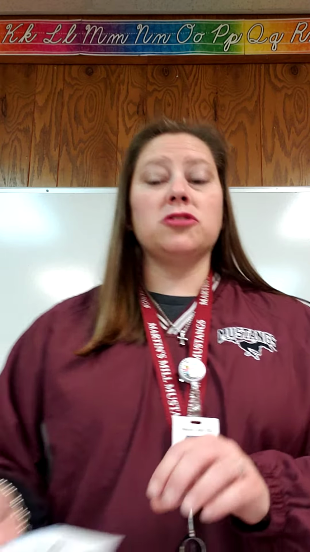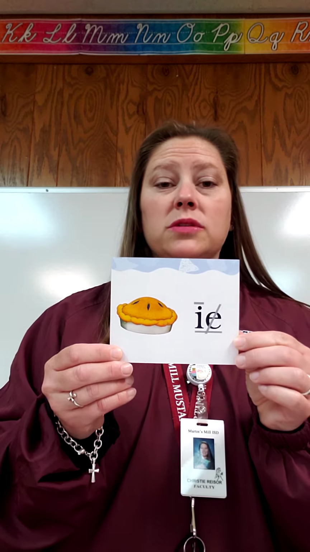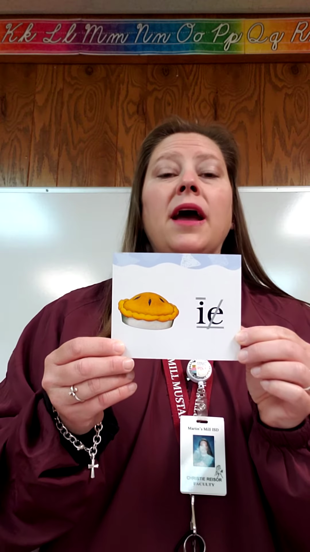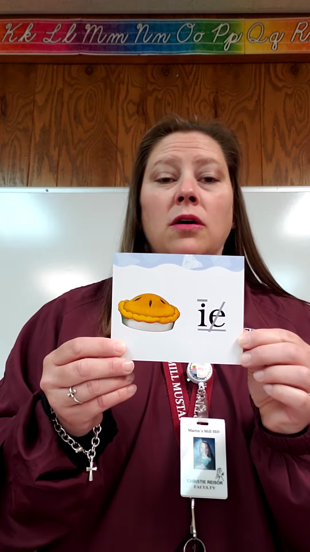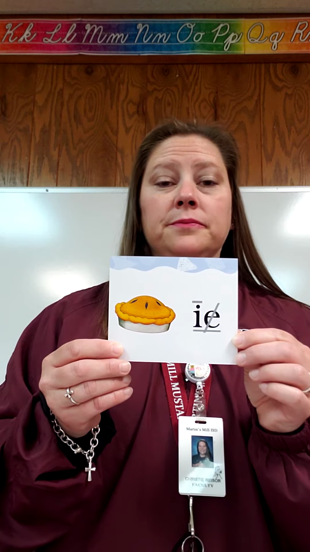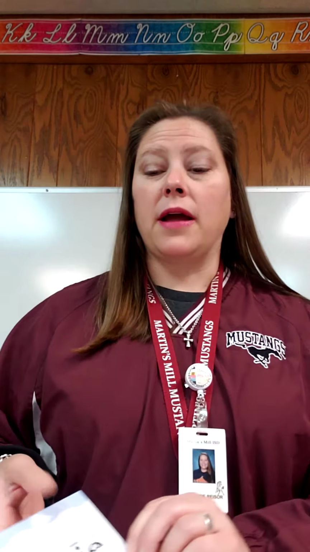Okay, we'll start with long I, silent E. The picture on my picture card for that one is pie. So when you see this one, you will say pie, I, long I, silent E digraph. Okay, pie.